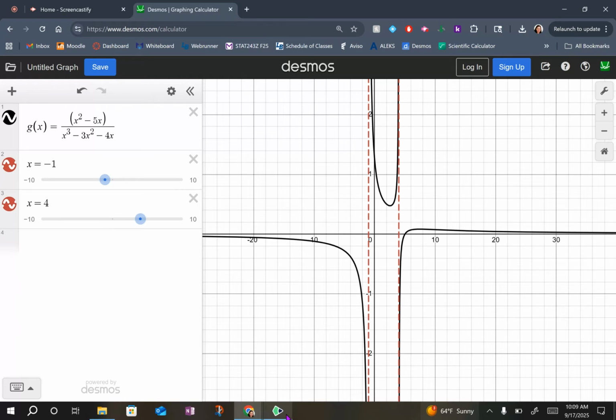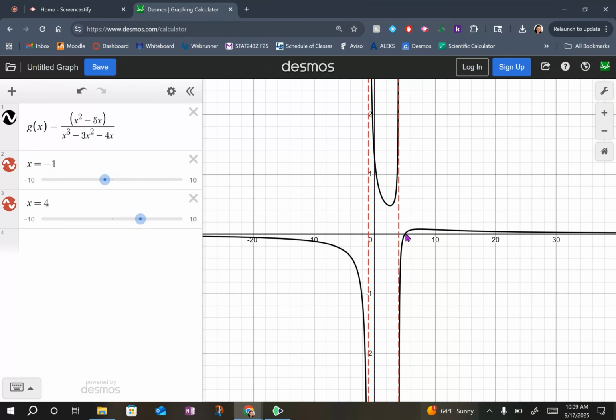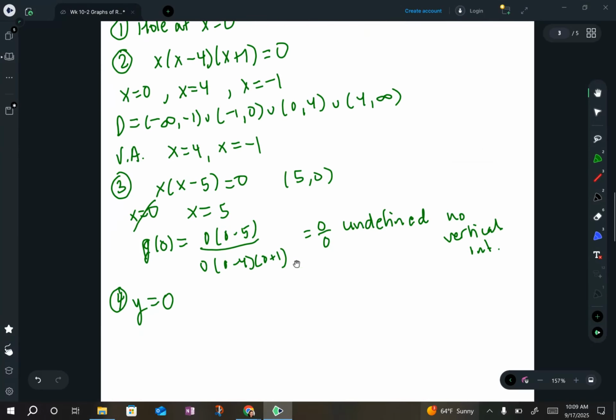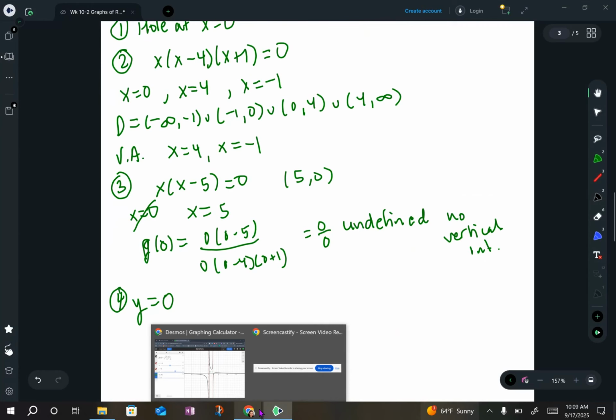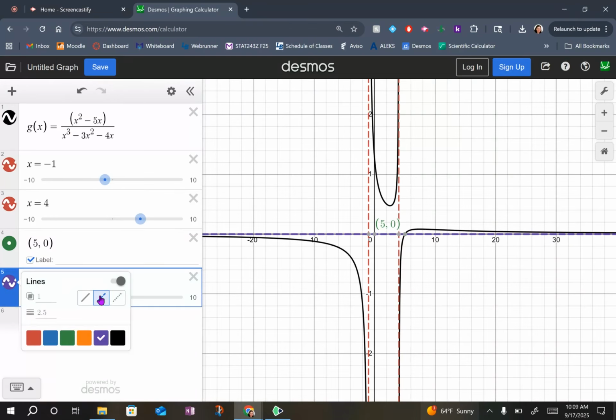And let's go ahead and put in our horizontal intercept at 5, 0. Let's see if we can find that. Looks like right there. And we had the hole, so we have no vertical intercepts. And we have the last thing as our horizontal asymptote at y equal to 0. And there we go. Looks good.